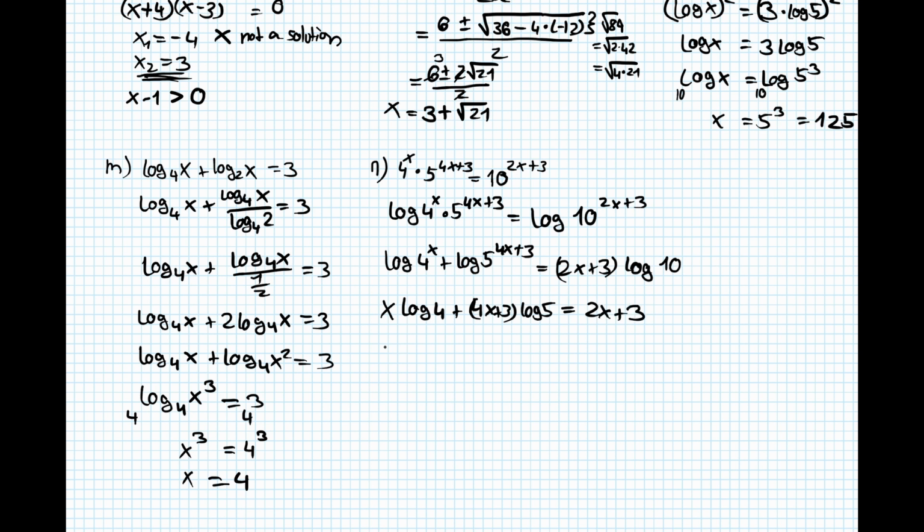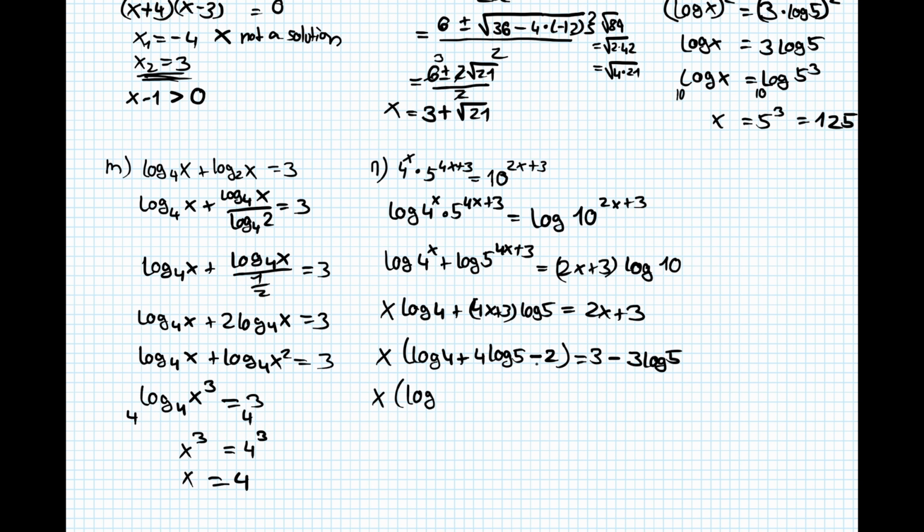Now we'll put all the x's together. X times log 4 plus x times 4 times log 5 minus 2 because of this term here is equal to 3 minus, now we have to subtract this term, 3 log 5. Okay, I can simplify this here. X times log.